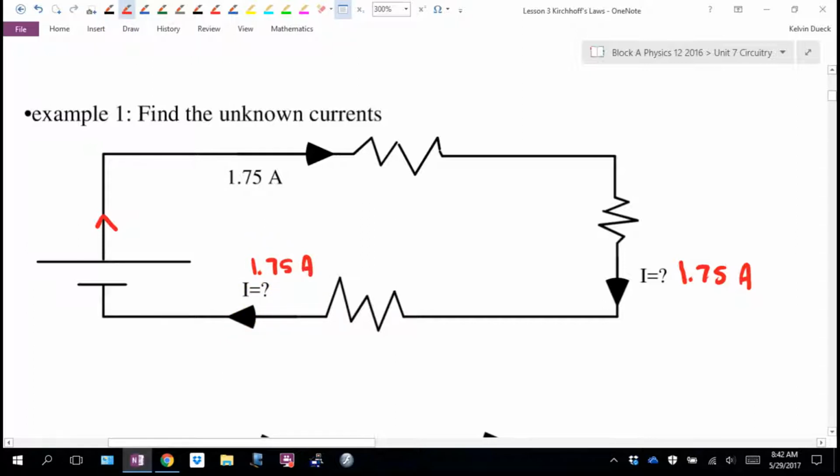Put units always, because you'll be putting a bunch of numbers on your circuits, and if you don't put units, you'll forget which one was the resistance and which one was the current and which one was the voltage.